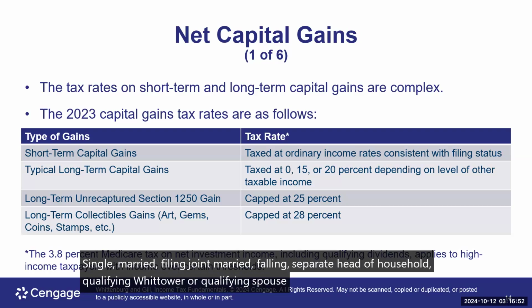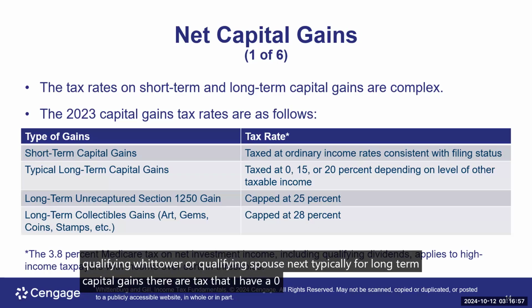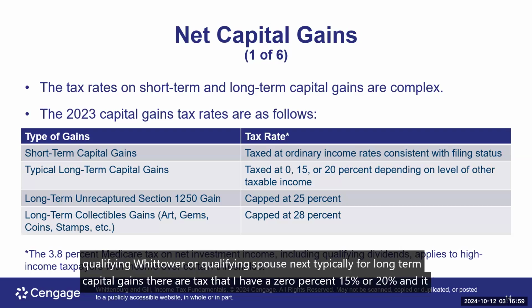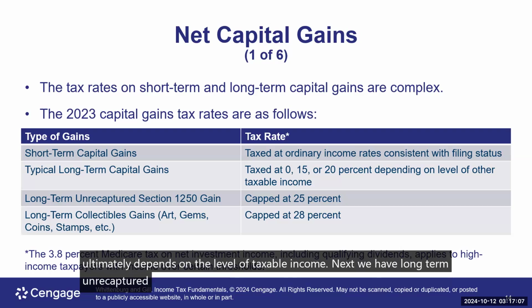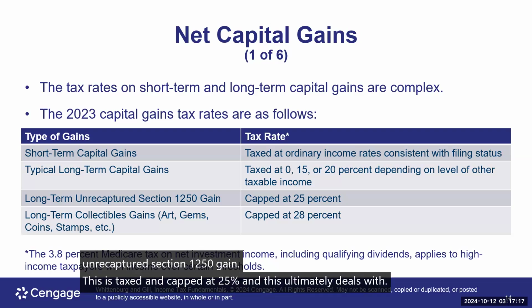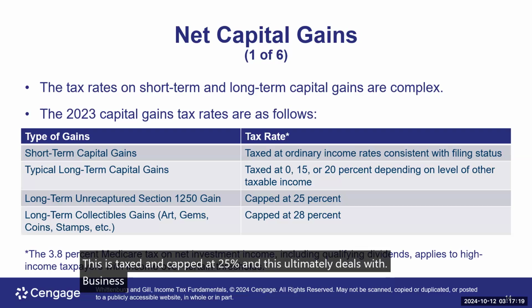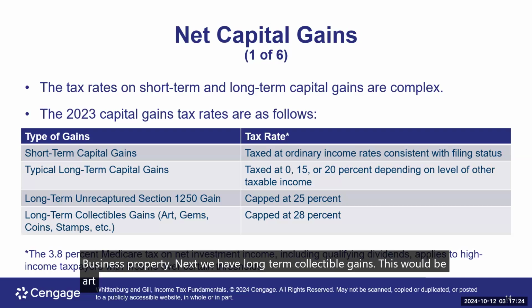Next, typically for long-term capital gains, they're taxed at either 0%, 15%, or 20%, and it ultimately depends on the level of taxable income. Next, we have long-term unrecaptured Section 1250 gain. This is capped at 25%, and this ultimately deals with business property. Next, we have long-term collectible gains. This would be art, gems, coins, stamps, etc. These are capped at 28%.